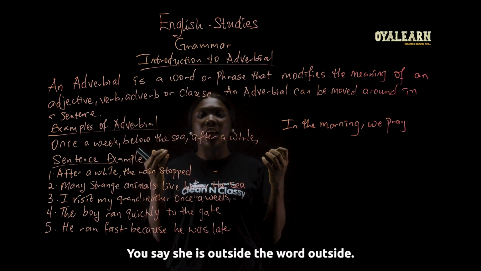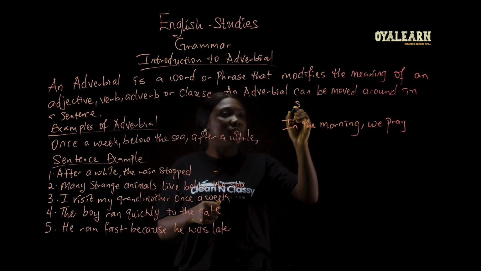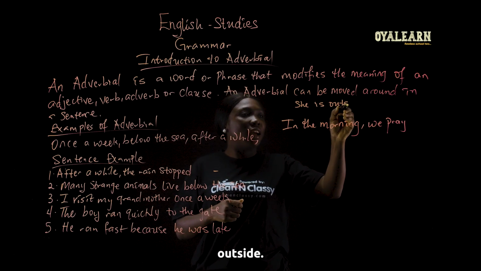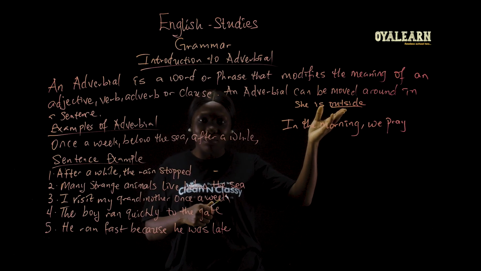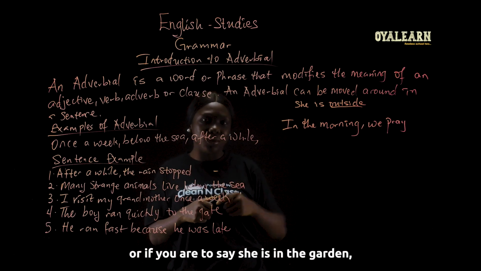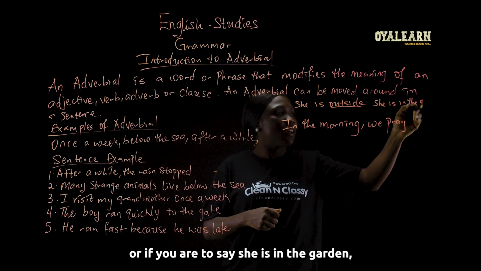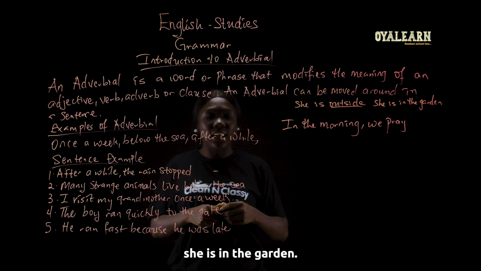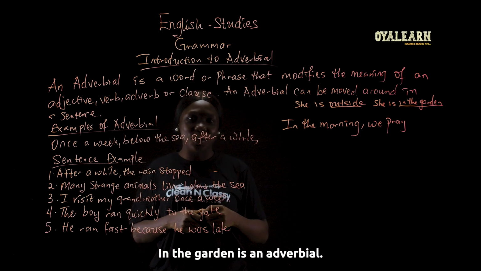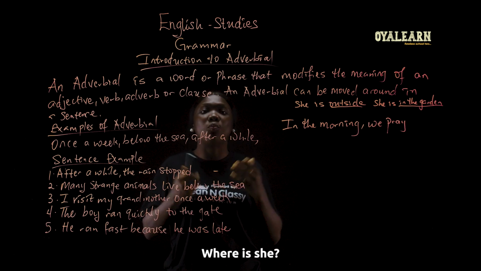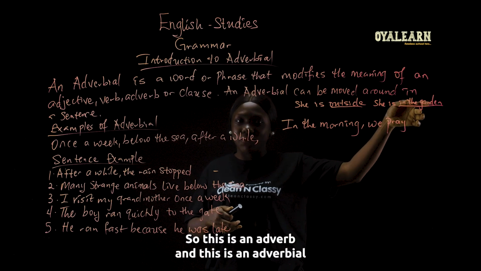Now take for instance, you say, she is outside. The word outside is an adverb. It can also function as an adverbial. Well, if you are to say, she is in the garden, in the garden is an adverbial. So both of them answer the same question: where is she? So this is an adverb and this is an adverbial.